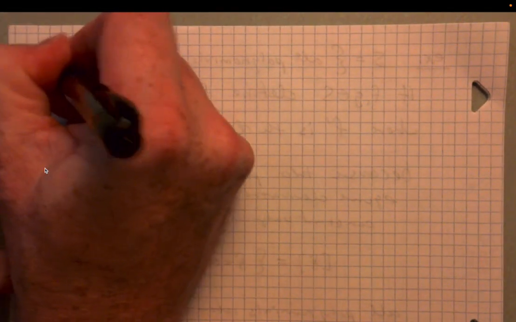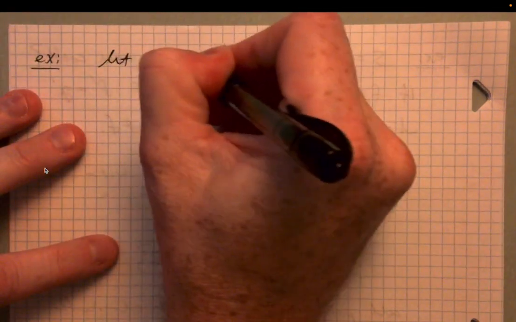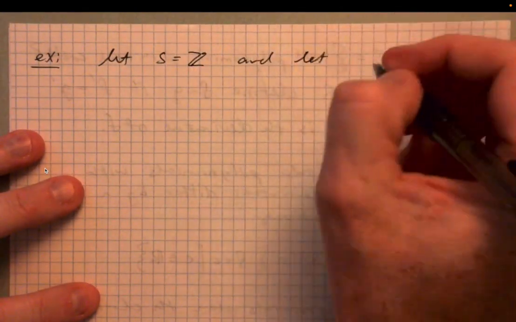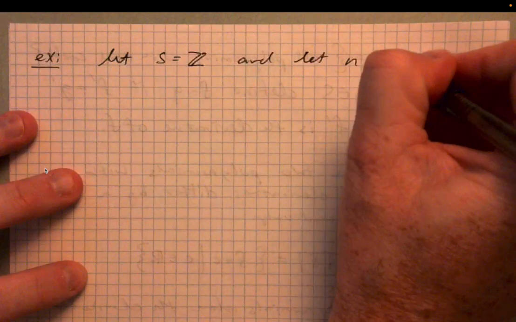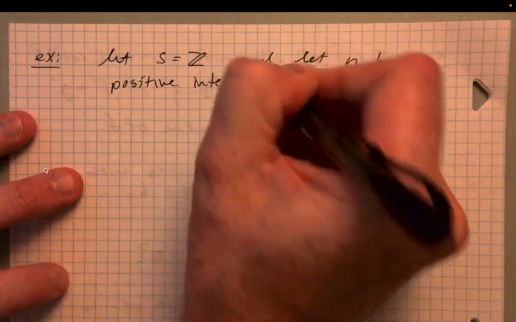Let's see, what else could we do? Let's do another example here. Examples are key in abstract algebra. You'll see, not only in the preliminaries but also when we get into groups, we'll talk about many, many examples. So for the next example, let S equal the set of integers, and let n be a positive integer. Okay, so a natural number.